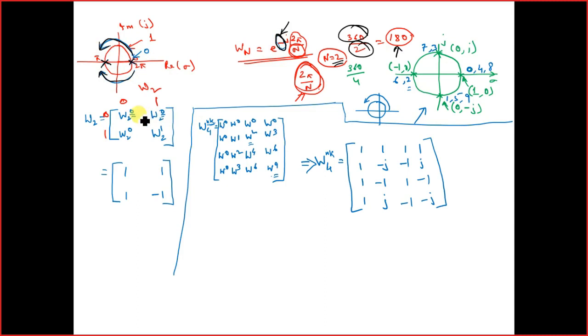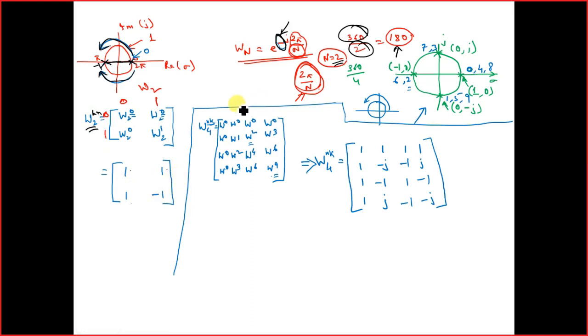Okay. So W0 is this point. What is the value? If you see, it has a value of 1. And W1 is at pi. What is the amplitude at this point? The amplitude is -1, right? So we get W_N^kn for N=2 as 1, 1, 1, -1.